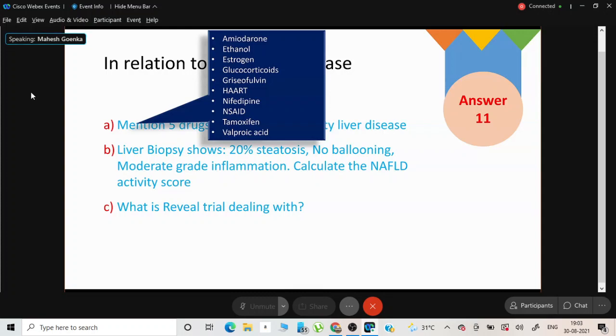Almost a huge number of drugs can occasionally cause fatty liver disease, but these are some of the common drugs. So if you're writing the answer, try to write the common drugs, because that may not match with the model answer if you write rare ones.